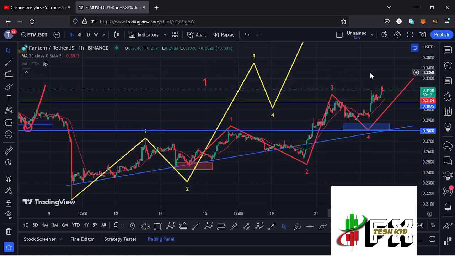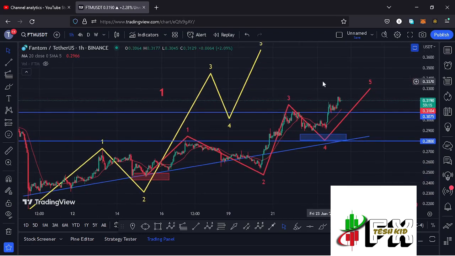And at the time of this recording, you can see that we are yet to fully maximize that target area, since we have a high at around the $0.323 mark. So soon I'm expecting that Fantom is going to continue gearing up until we can fully maximize that target area at around the $0.34 mark.